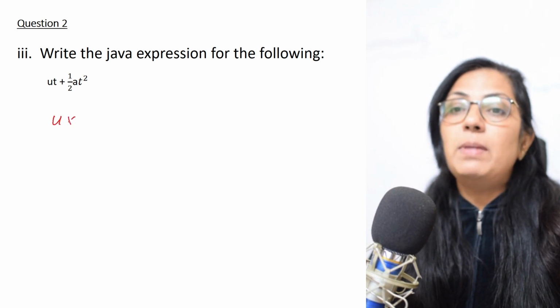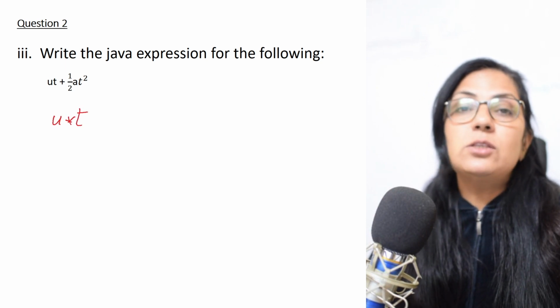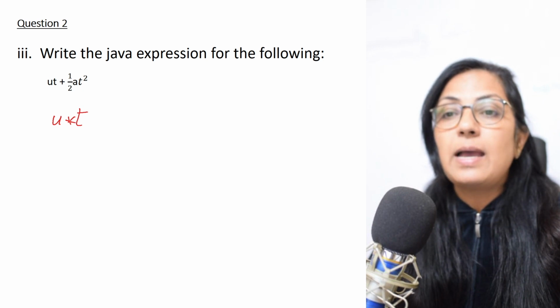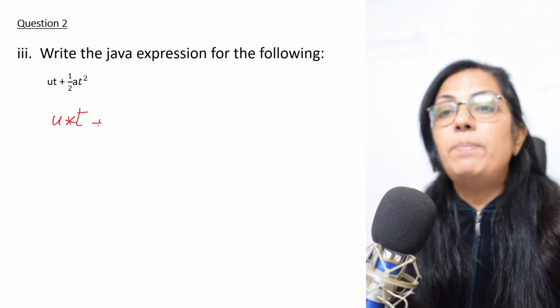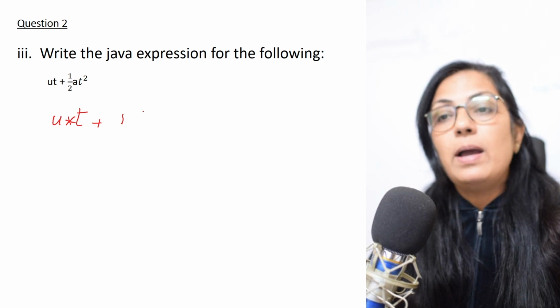ut, u multiplied by t. Please don't put a cross sign here. It has to be an asterisk mark, right? Plus 1 by 2. 1 by 2.